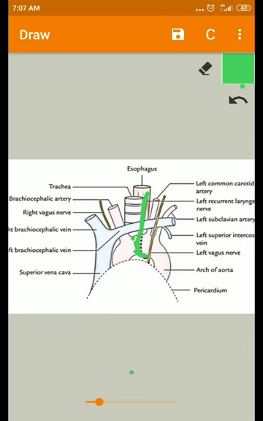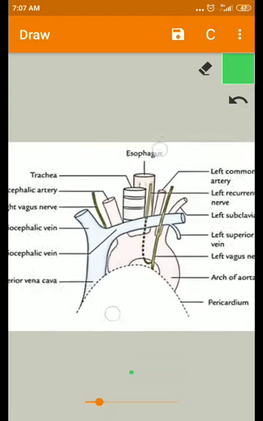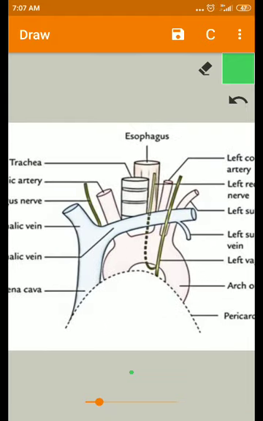And also the thoracic duct is present in the superior mediastinum. It is related to the left side of the esophagus. So in the superior mediastinum, the thoracic duct is related on the left side of the esophagus. So these are the things that are related.